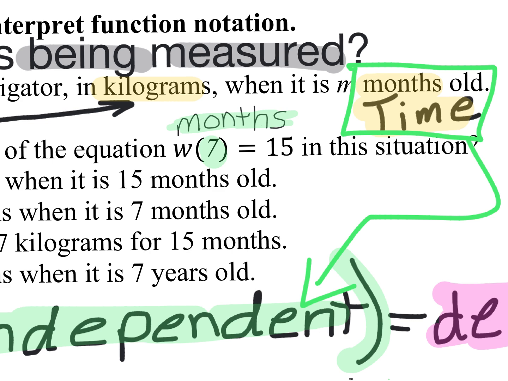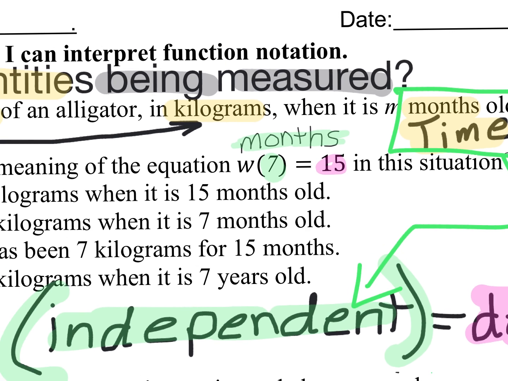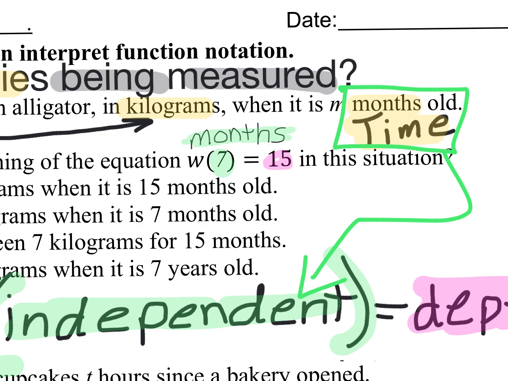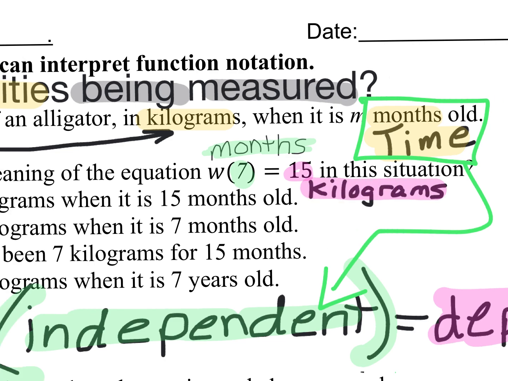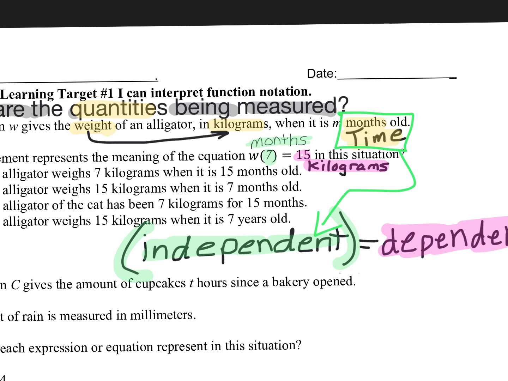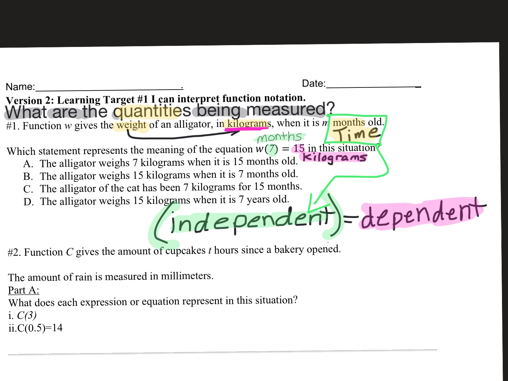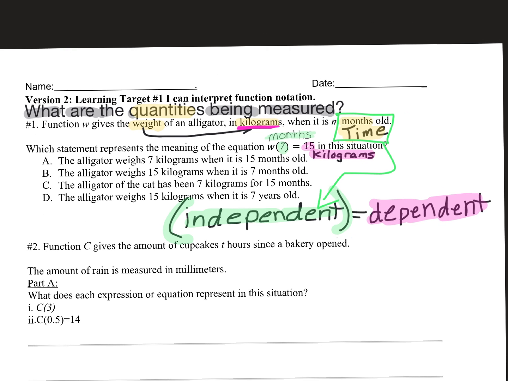And that means that 15 is going to represent kilograms because that is how the alligator's weight is being measured. So that means it has to be option B, and it has to be option B because it's the option that has 7 months and 15 kilograms.